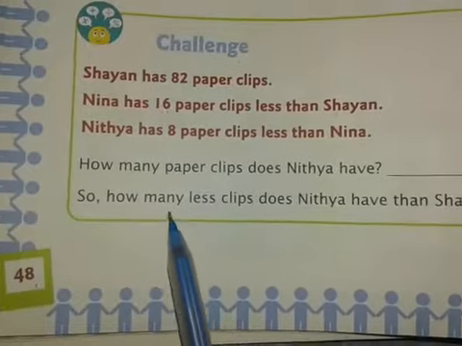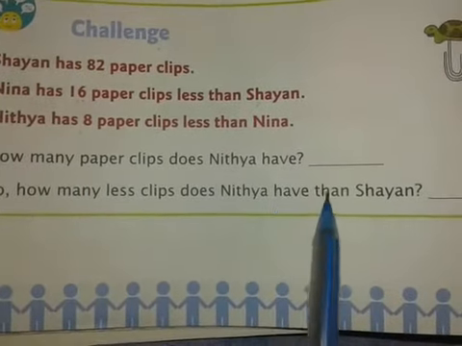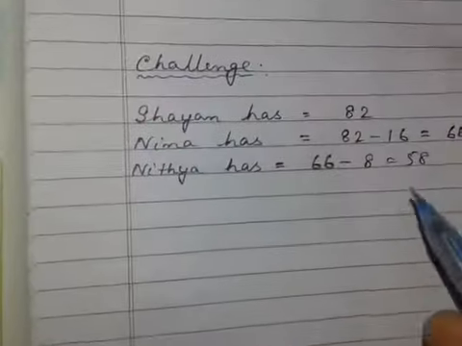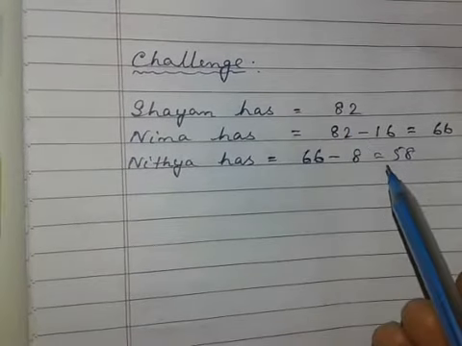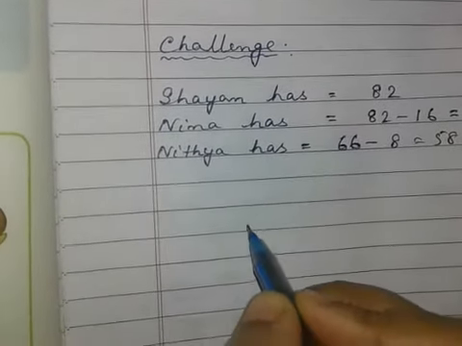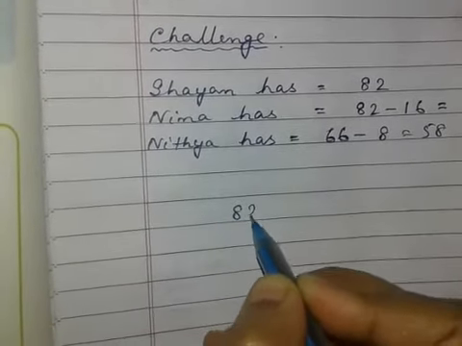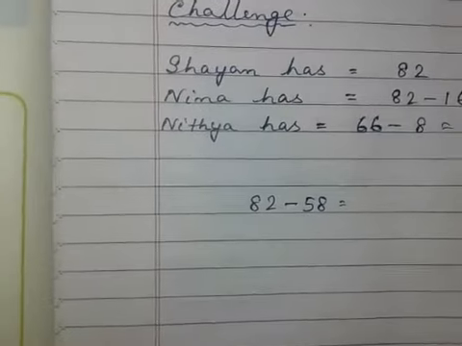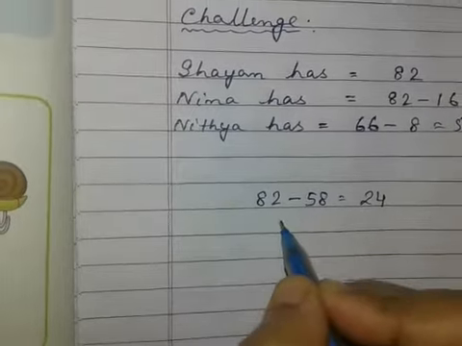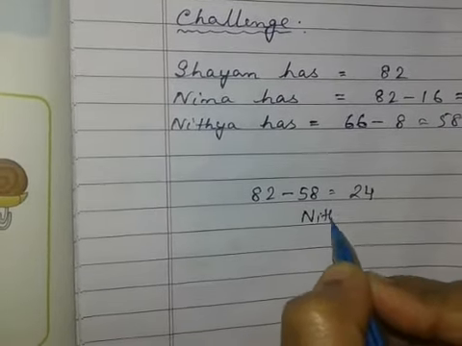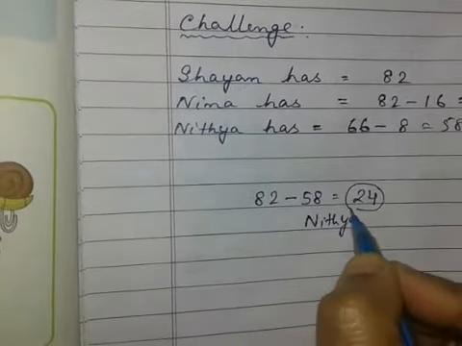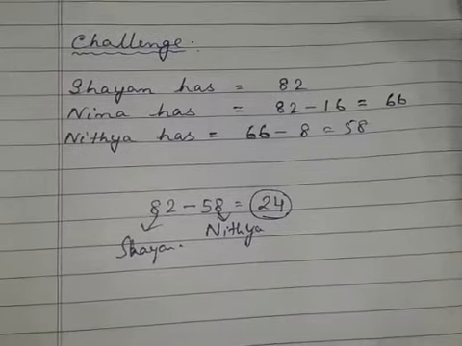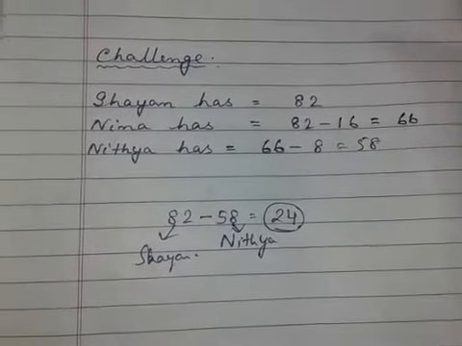Then the next question is, how many fewer clips does Nitya have than Sayan? So now you have to find out the difference between Nitya and Sayan. We already know that Sayan has 82 and Nitya has 58. So to find out the difference, how many less, it is 82 minus 58. You will do the subtraction. You will get 24. So this means that Nitya has 24 paper clips less than Sayan. I hope this explanation has made the sum easier for you to understand.